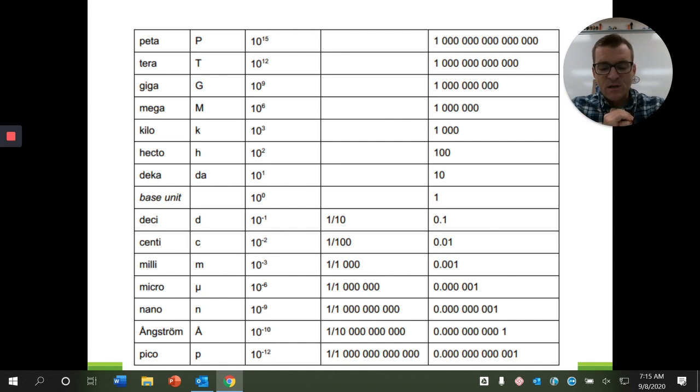So for instance, I'd start with tera. And again, you can use this chart here on page 30 as which ones you should get. You can ignore angstrom. So I'd put tera, capital T, 10 to the 12th.